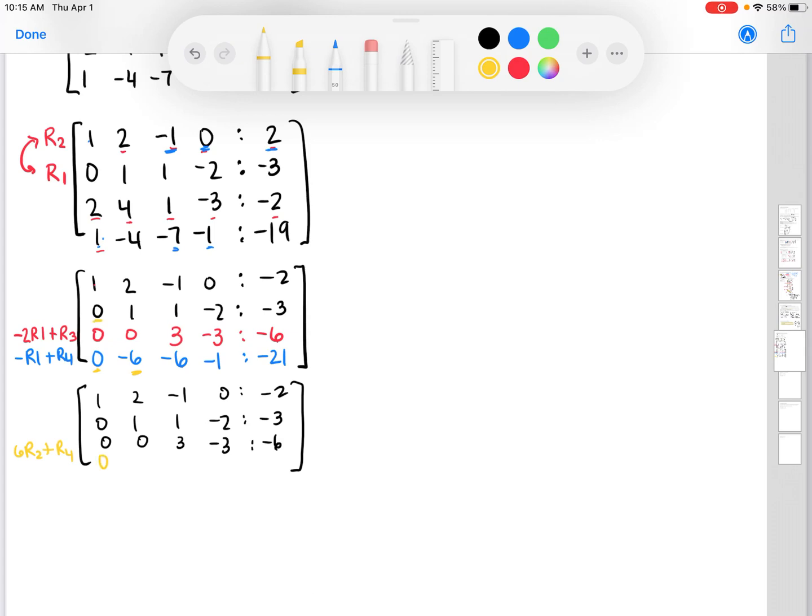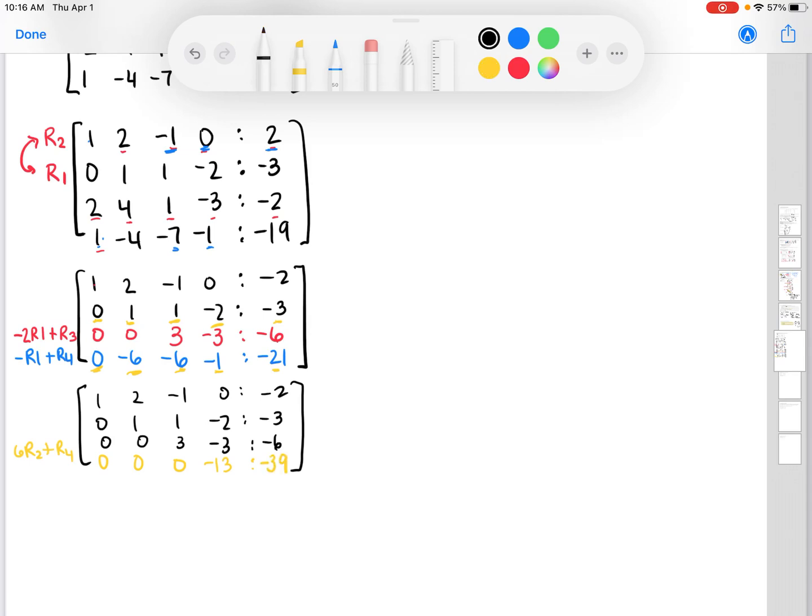6 times 0 plus 0. 6 times 1 plus -6 is going to give us 0. 6 times 1 is 6, plus -6 is also 0. That's convenient. 6 times -2 is -12, plus -1 is -13. And let's see, -3. So 6 times -3 plus -21, that's -39. All right, so far so good.